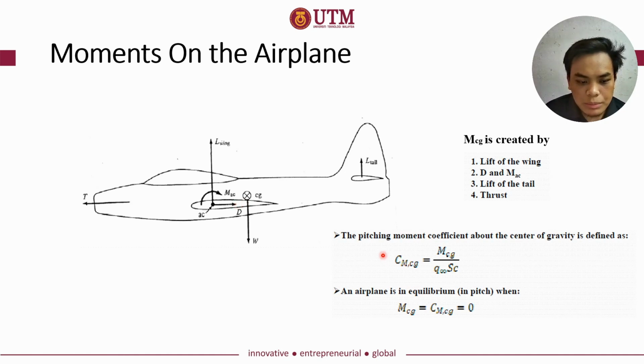So the pitching moment coefficient about the CG location is defined as, this is the general formula of it, Cm is equal to M over the dynamic pressure times the area and the chord length. And an airplane is in equilibrium when Mcg, or Cmcg, is equal to 0, which means there are no moments.